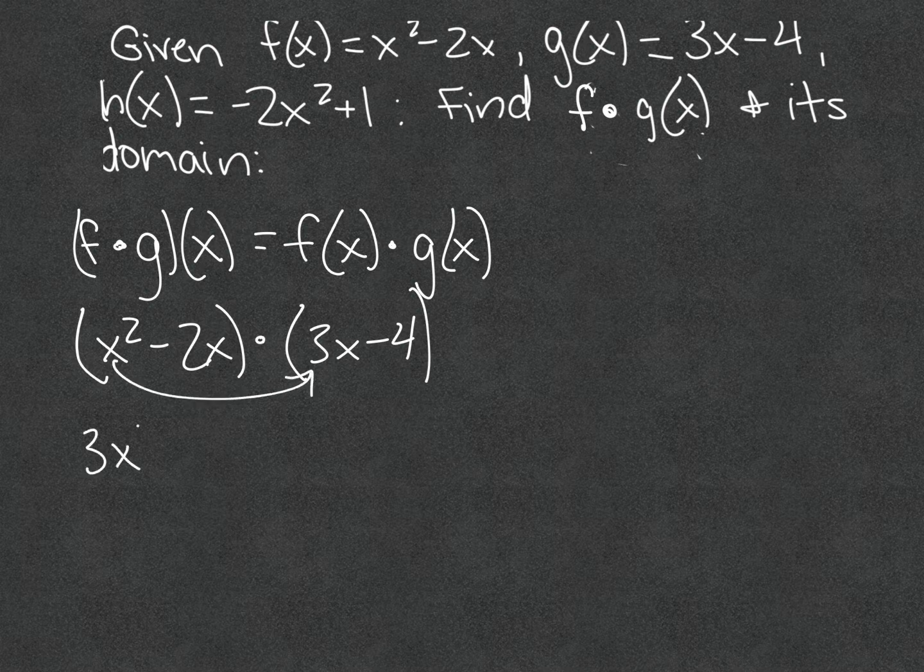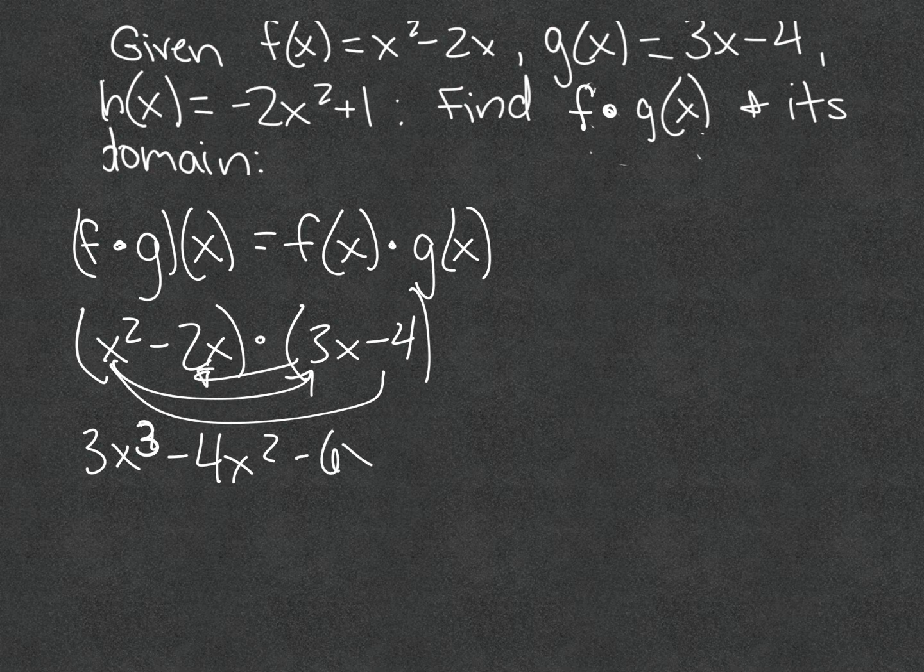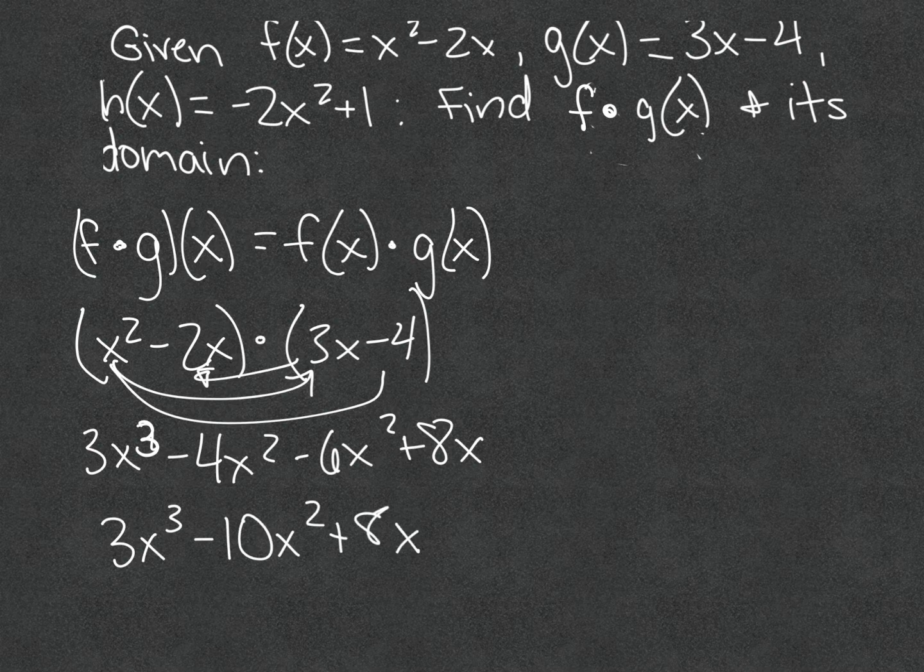That gives me a 3x cubed minus a 4x squared, and then minus 6x squared plus 8x. So we end up with 3x cubed minus 10x squared plus 8x, and that is our solution of f times g of x.